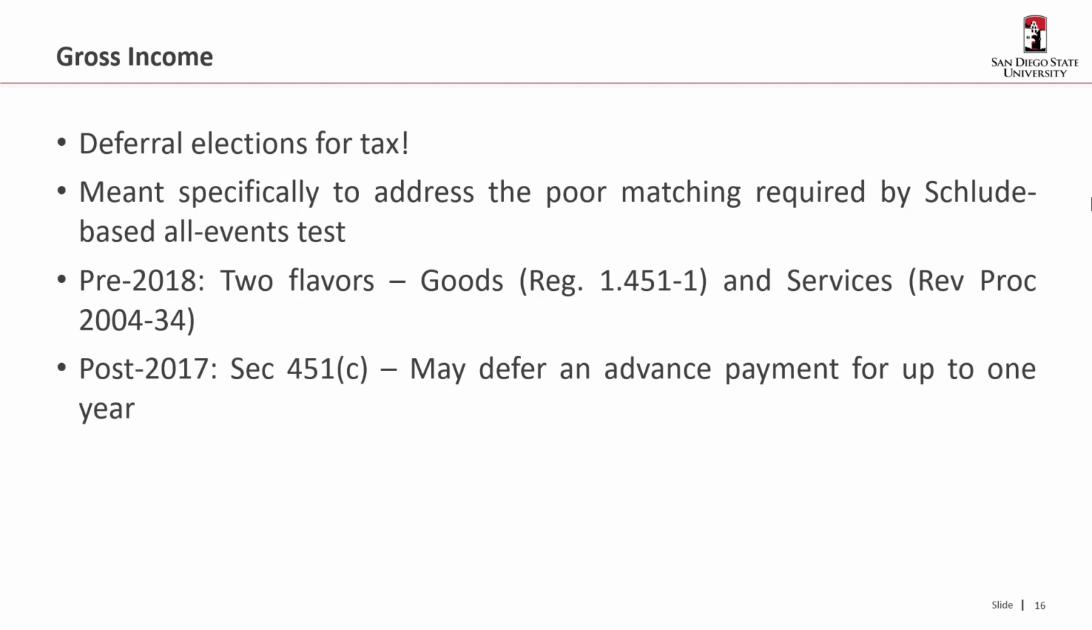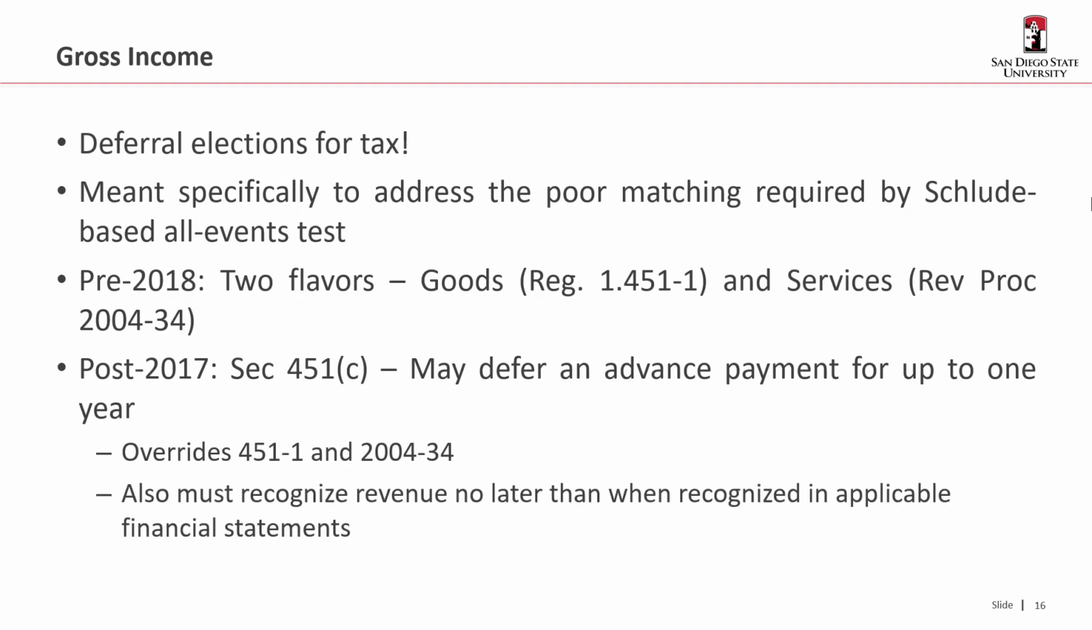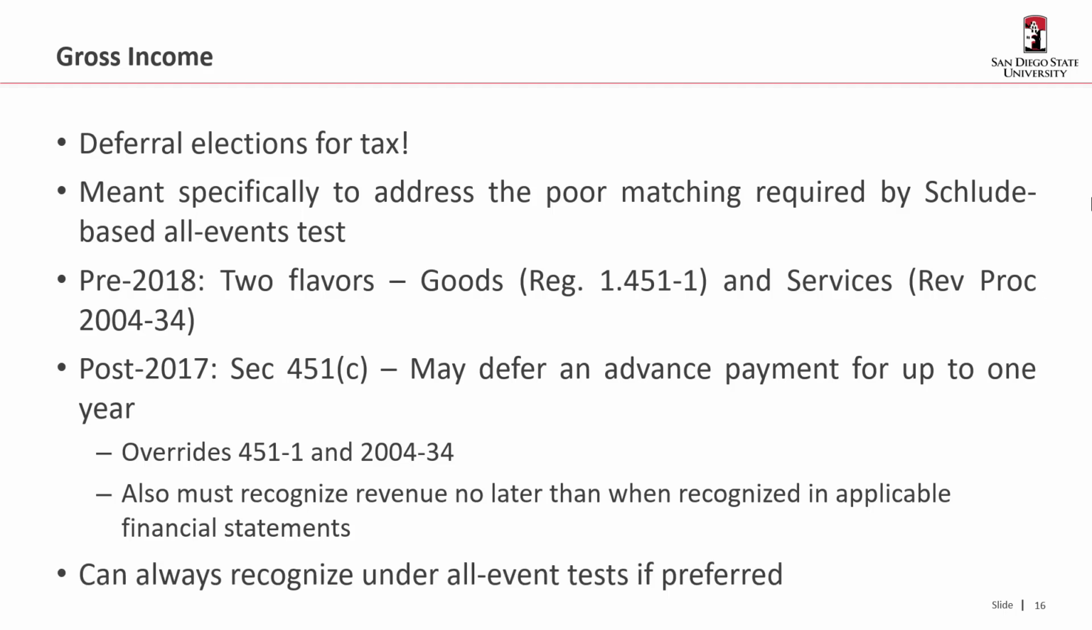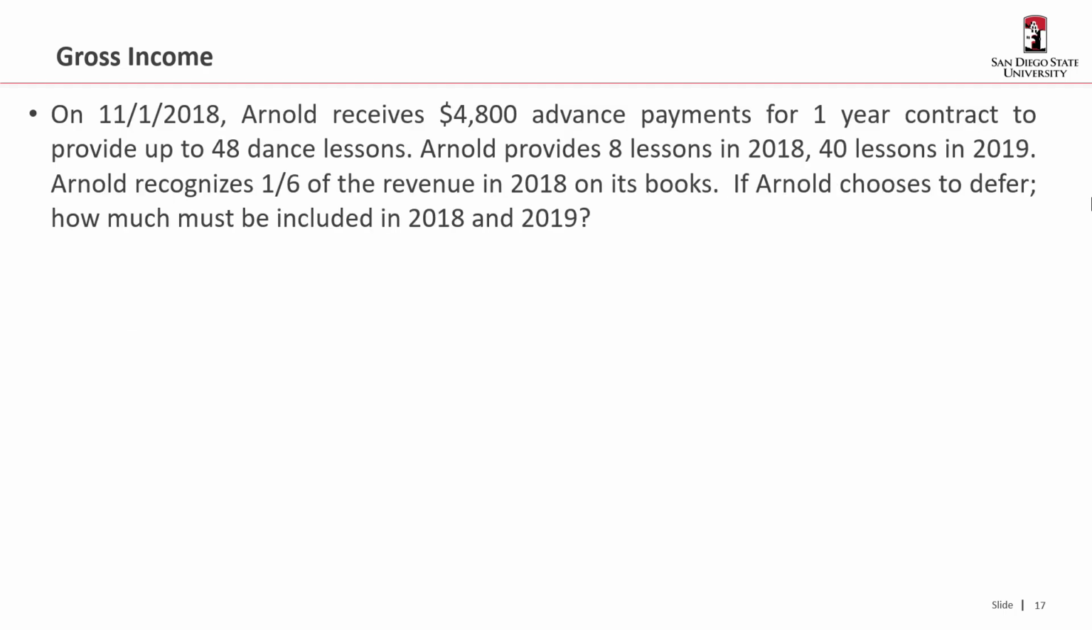up to 1 year. So an advance payment is like our gift card situation, right? Where someone is giving you money and it's to be ultimately used for revenue, but you haven't earned it yet. So 451(c) overrides the reg and the rev proc. And it also says no matter what, you must always recognize revenue no later than recognized in applicable financial statements. So if the business has applicable financial statements, then you may never defer beyond the point at which you recognized for your financial statements. Of course, you can always recognize early, right? Even under 451, it allows you to recognize early if you want to.